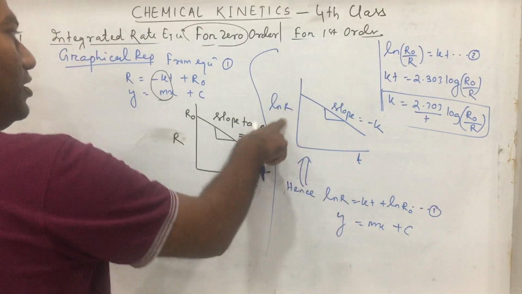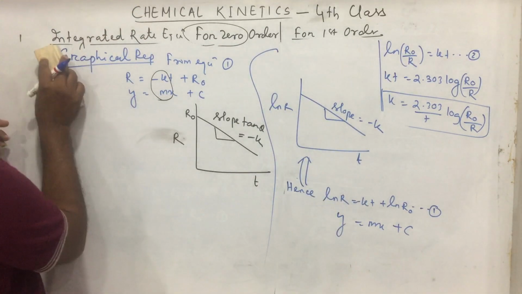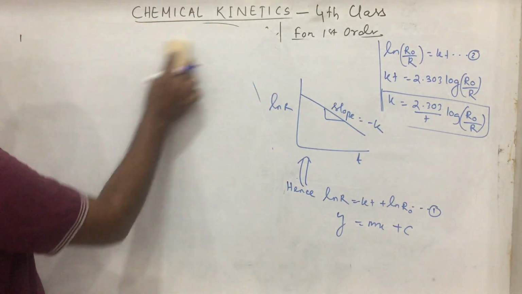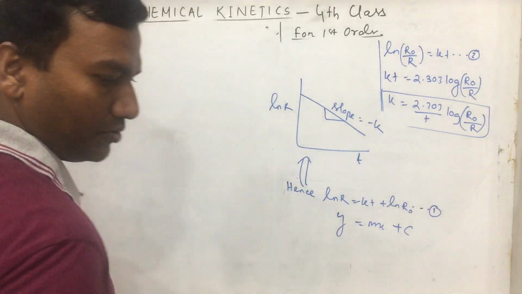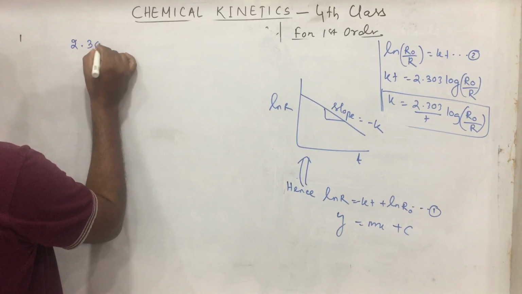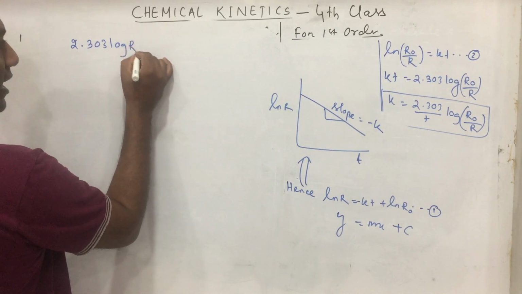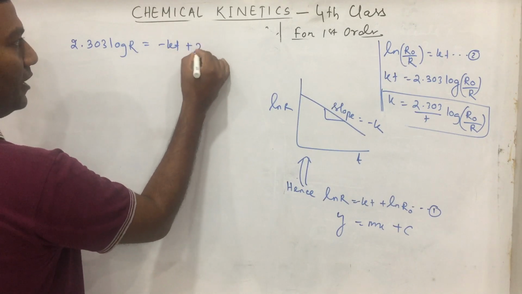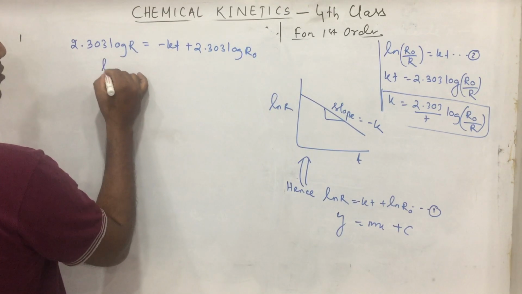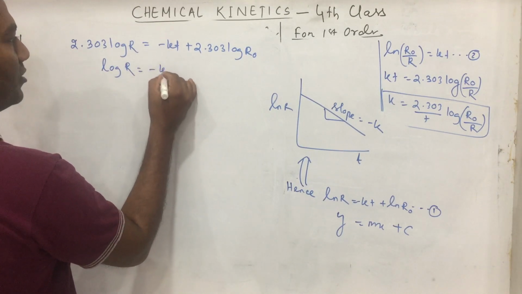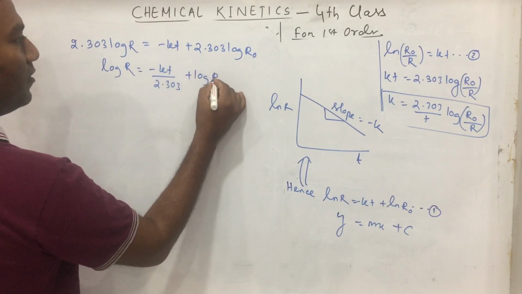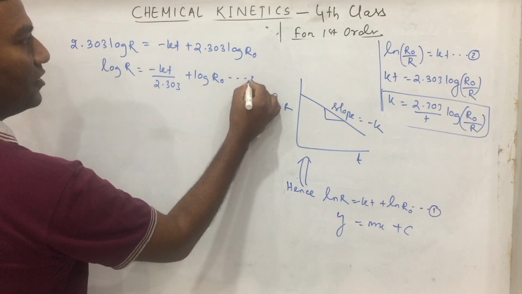This we can also convert into log form. So I am erasing the zero order. Again in the first order, this is equation 1. Now convert this into log form. So here I can write 2.303 log r equals minus kt plus 2.303 log r naught. Divide both sides by 2.303. So log r equals minus kt divided by 2.303 plus log r naught. Let this be equation 3.